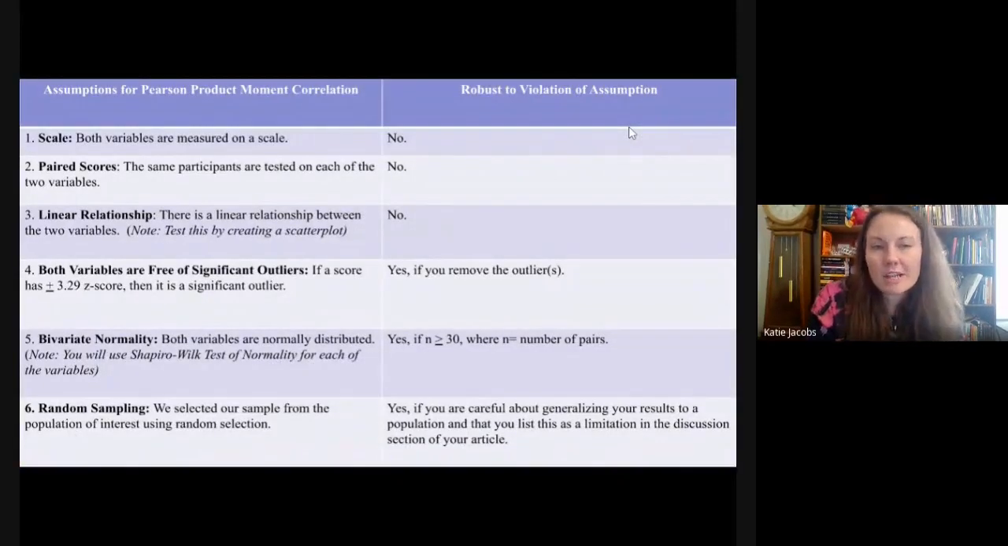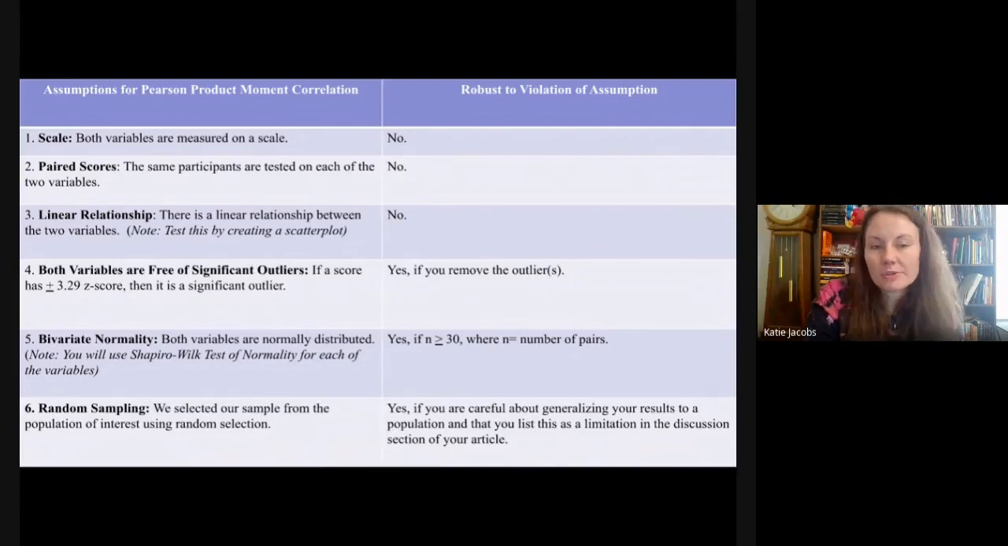Here I just have a slide that helps you check all the assumptions. Typically, when I'm doing some sort of analysis in the real world, I'll literally go through these items in the specific order. I'm first checking the 3 that are not robust because those are deal breakers and I don't want to waste my time. If I make sure both variables are on a scale, then I check to make sure that participants are tested on the same 2 variables.